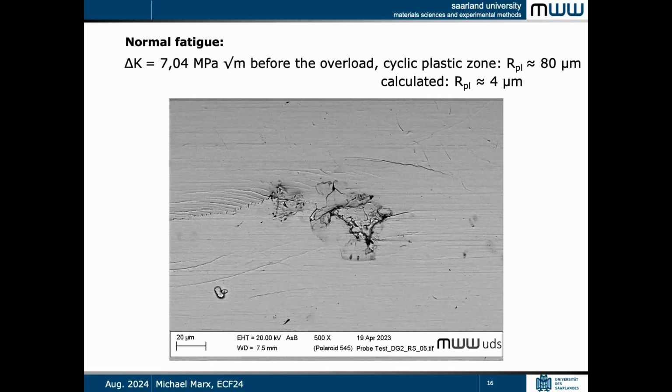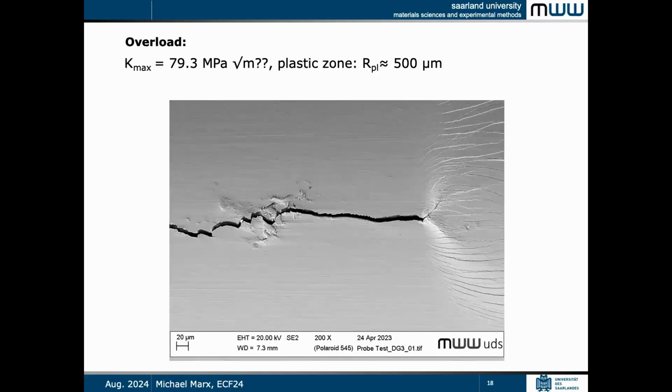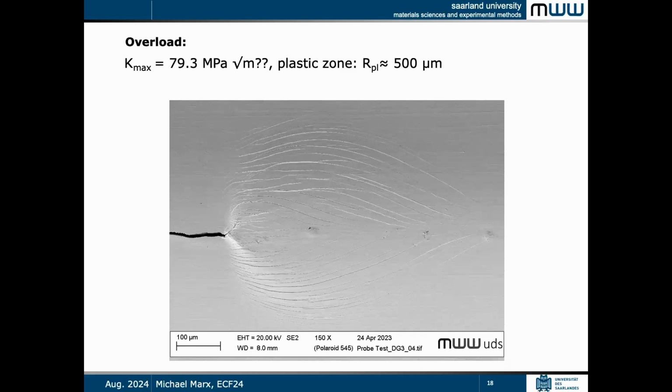Maybe here the crack path looks a little bit comparable to what we had in the last presentation. On the fracture surface, you find these nice striations at the beginning, in the middle, and at the end of the fatigue crack. And this is after the overload. This happened by accident. And yes, this is the plastic zone. You have a huge plastic zone and a widely open crack. This here is the total plastic zone, nicely visible by the slip lines in front.